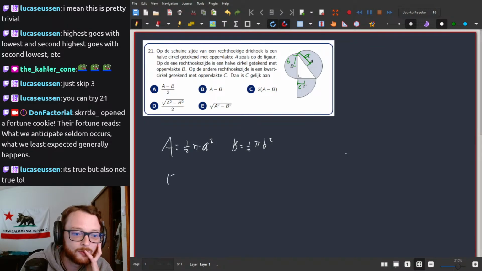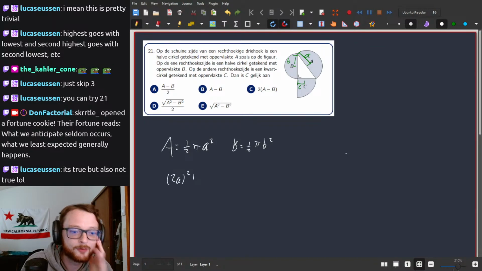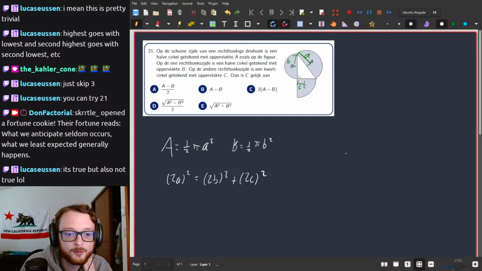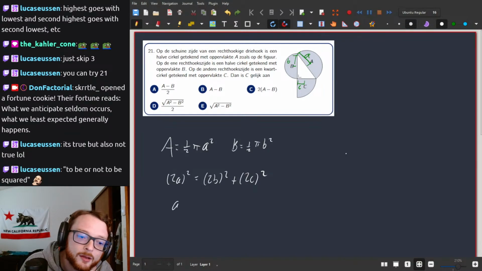So we know 2a squared equals 2b squared, or not 2b squared, plus 2c squared. And the 2's are going to all cancel. So we can just say a squared minus b squared equals c squared.